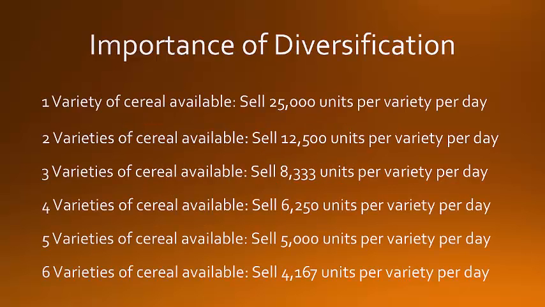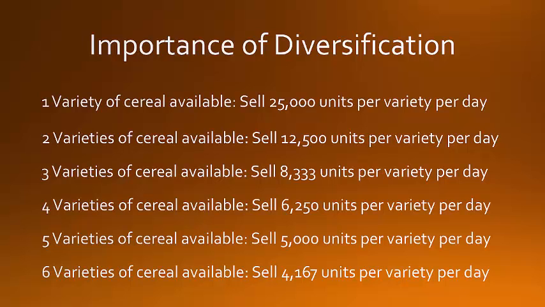Just to give you an idea of why we decided to diversify our product offering, here is how many units you need to sell to keep up with a 25,000 unit per day production capacity, depending on the number of varieties of cereal you have available. If you only make one variety of cereal, you need to sell all 25,000 units of that cereal variety on average each day in order to keep up.